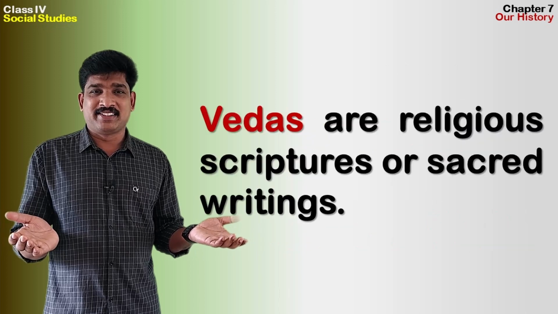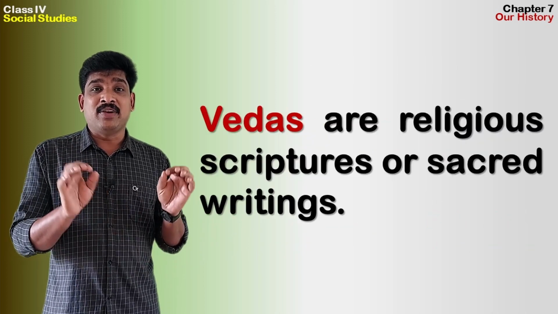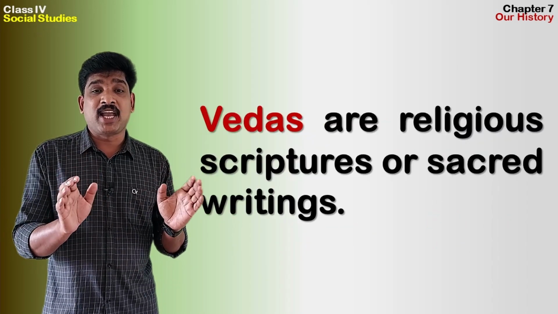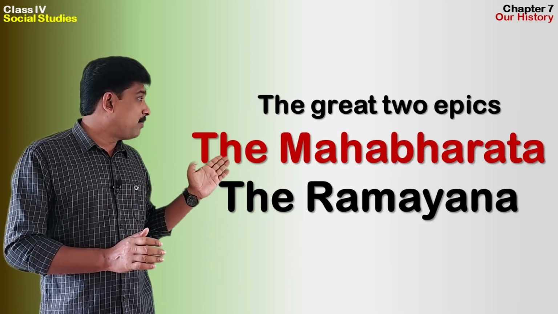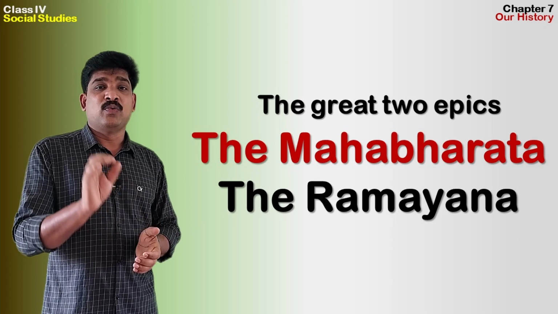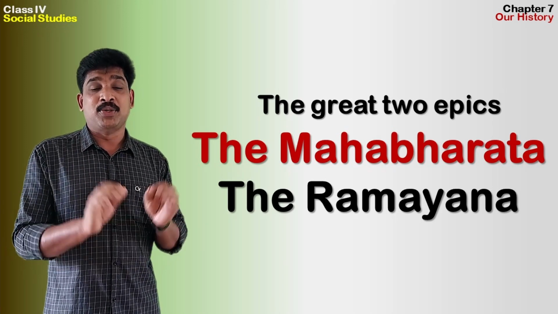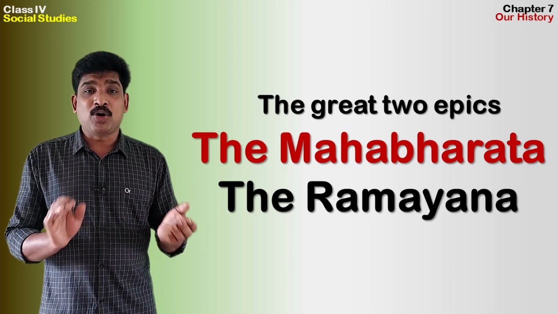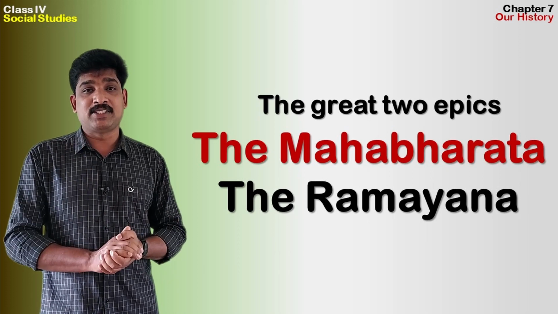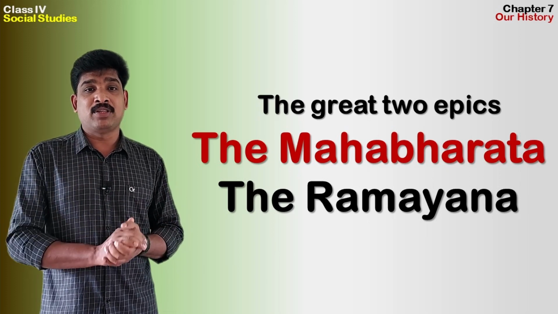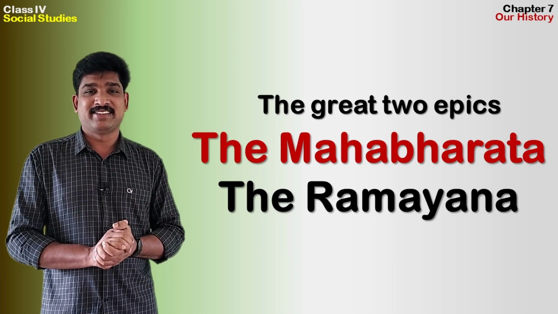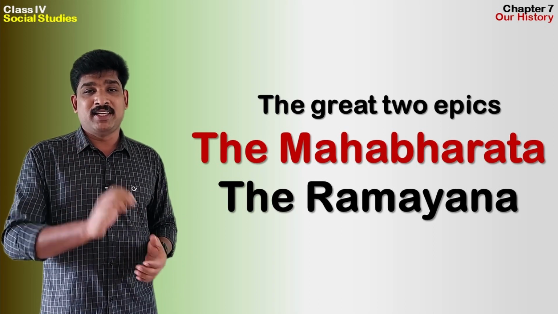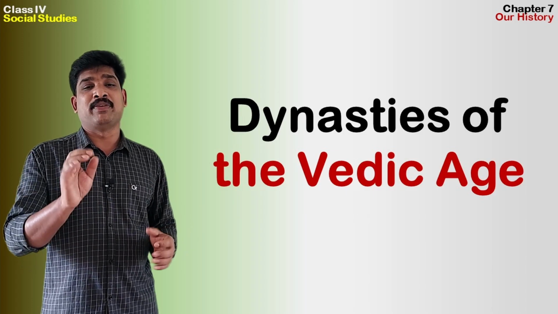What are Vedas? The Vedas are religious scriptures or sacred books of religions. The great two epics, the Mahabharata and the Ramayana, were also written during this period, during the Vedic period. Both the Vedas and the great epics tell us a great deal about the culture and lives of the people during the Vedic Age. Now let us find out the details of some dynasties of the Vedic Age.